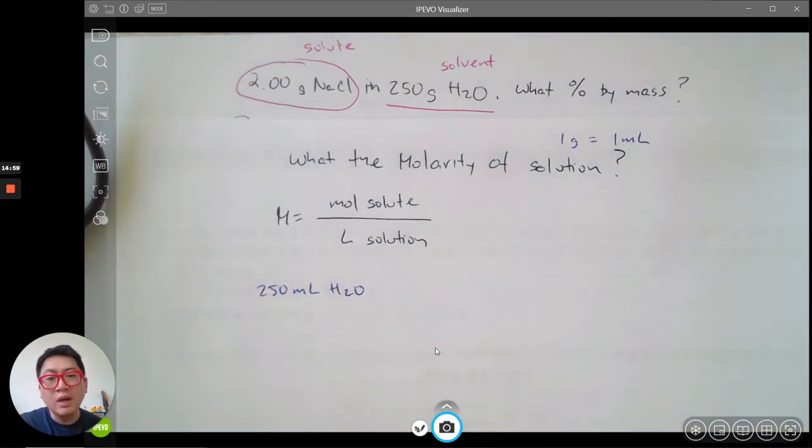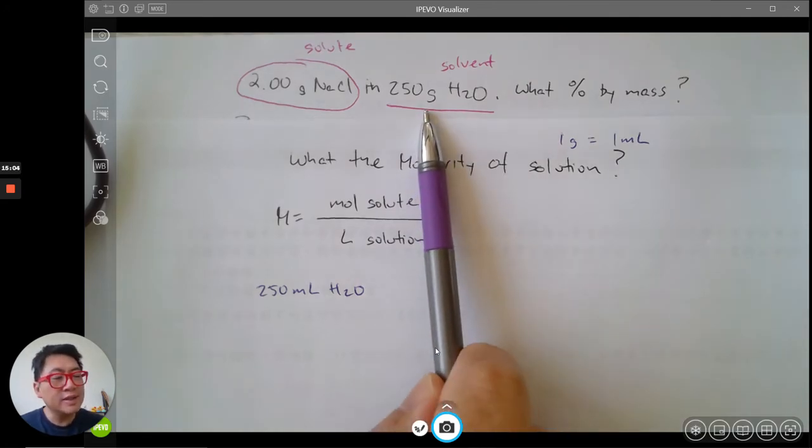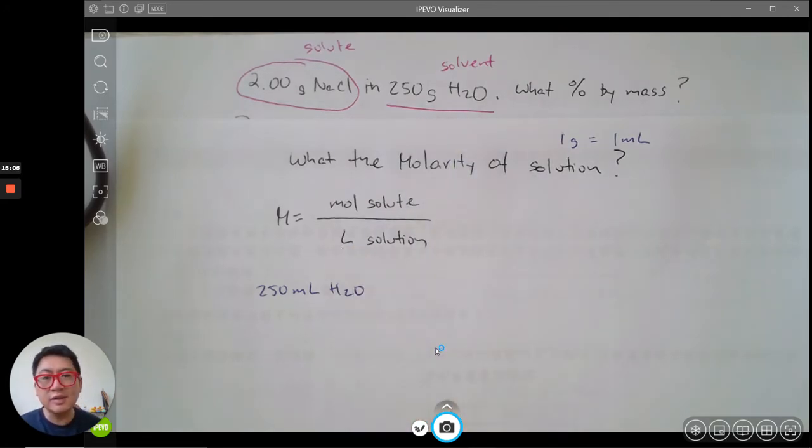Why do I not just plug it in? Well, because technically this is grams and that's liters. Those are two different things. It just so happens that for water, 1 gram of water is 1 milliliter. If it were not water, you can't just switch it like that. You would need to know its density, and then use density. Density is equal to mass over volume, and then solve for it. But water's density just so happens to be 1.